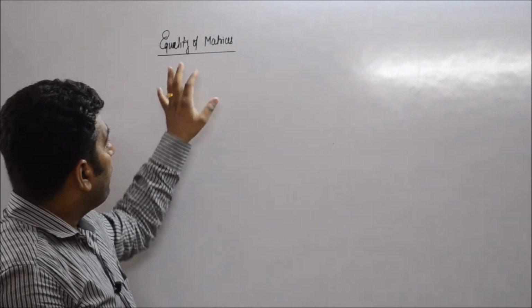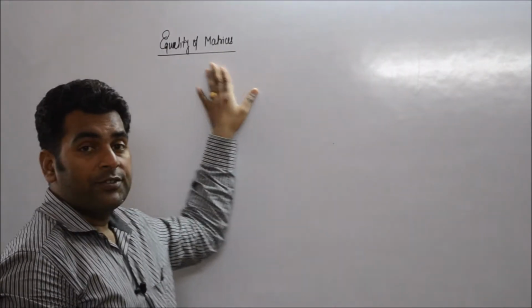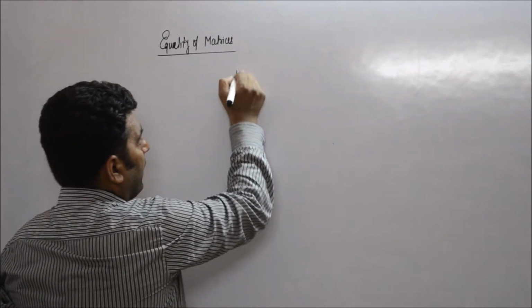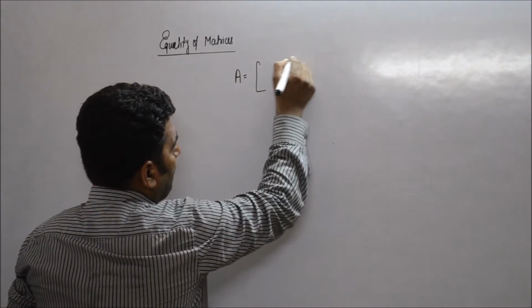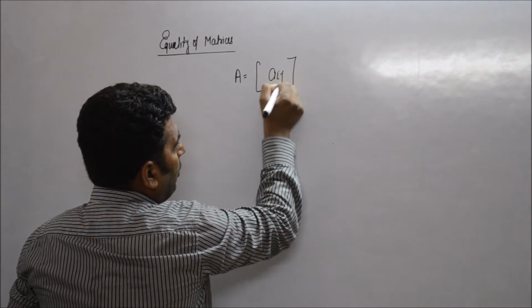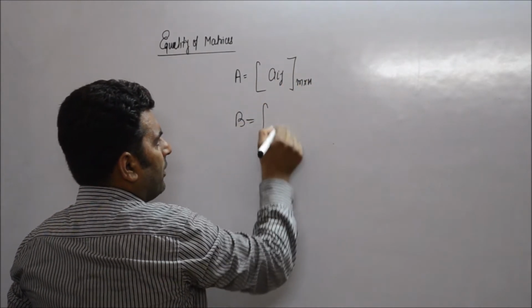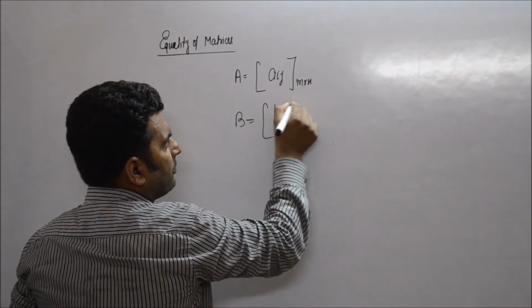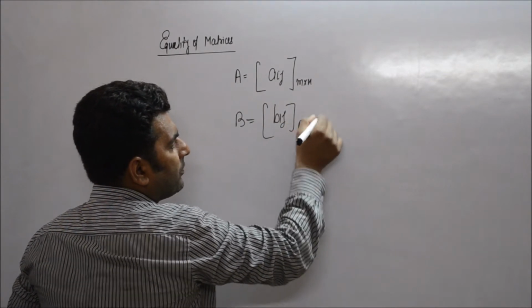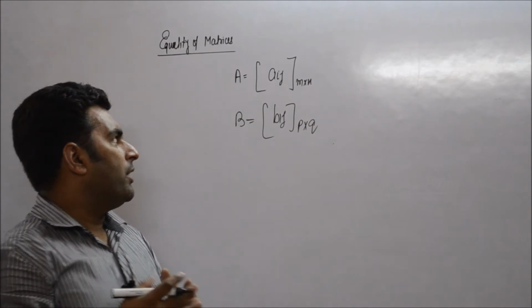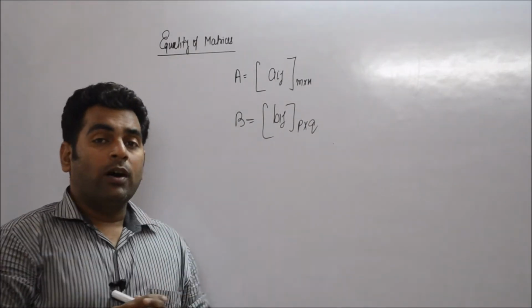Now we will discuss equality of two matrices. If I have two matrices, say A and B, this is matrix A of order m by n, and another matrix B of order p by q. Then on what grounds, on what conditions will we say these two are equal?